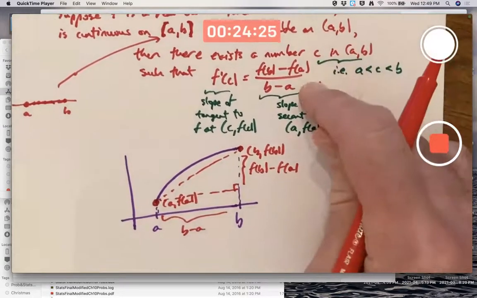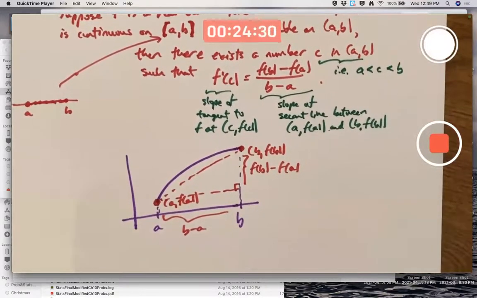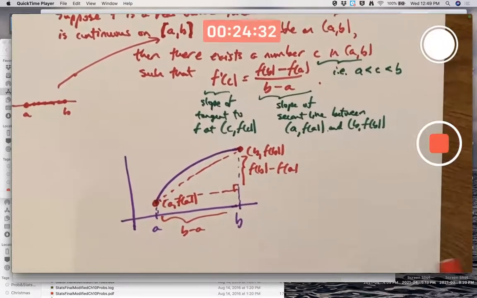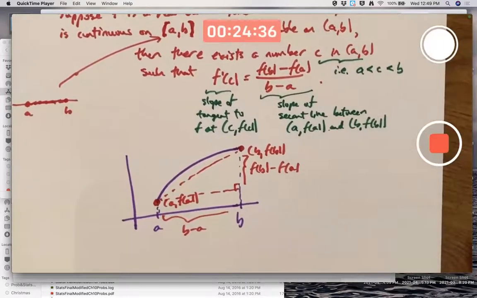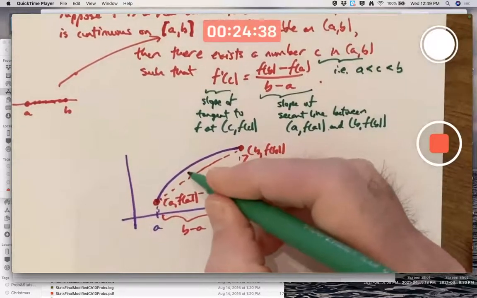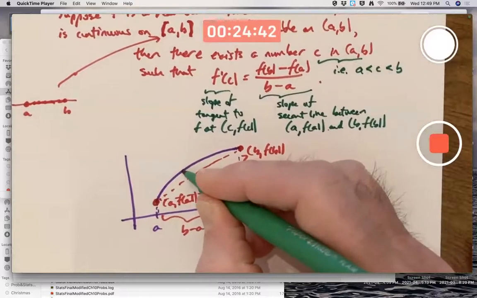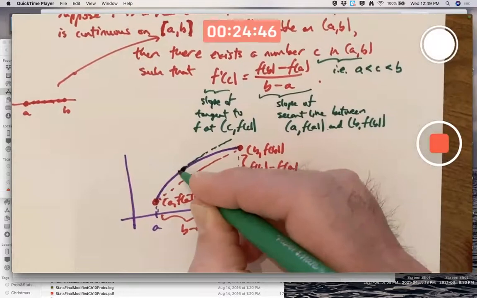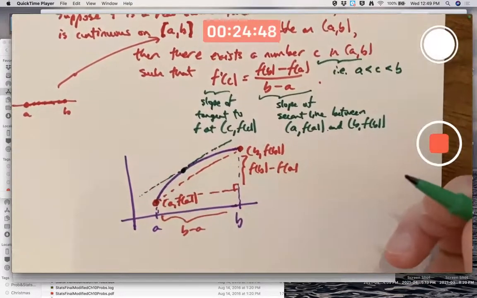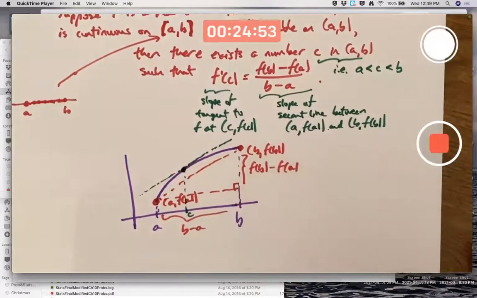That's a rise over run. That's the slope of that secant line. The theorem says there's some number c where the slope of the tangent is the same as the slope of that secant. So what you need to do is just visually see approximately where the tangent has the same slope. Maybe right about here, the tangent line has the same slope. These lines are supposed to be parallel. So for this picture, c is approximately right there.